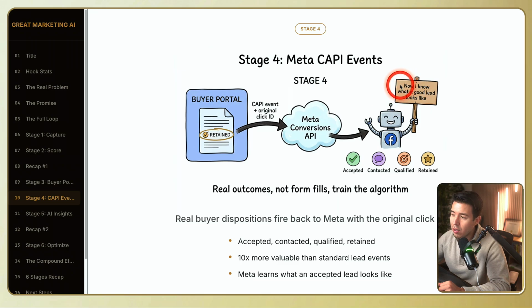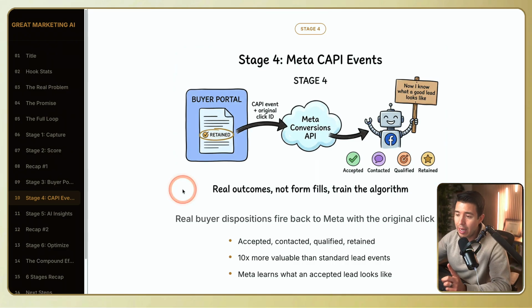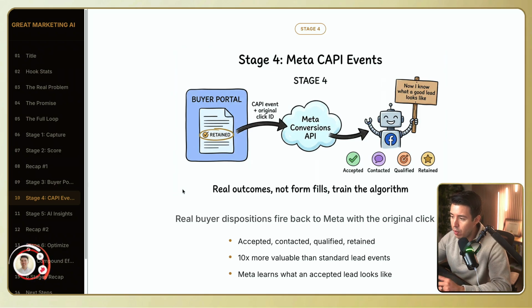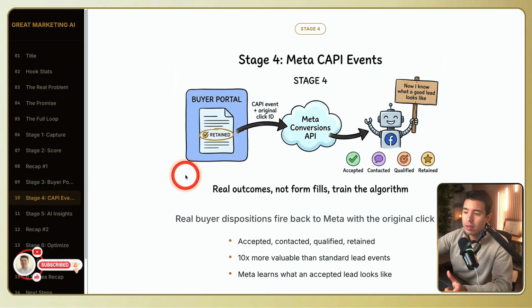And then Meta starts learning what a good lead looks like. And this part is huge, right? Whether the lead was accepted, contacted, qualified, converted, all of those signals we want to send back to Meta. And that makes our lead quality so much better because Meta now knows what a good lead actually looks like. And we can also send CAPI events back to Meta based on lead scores.